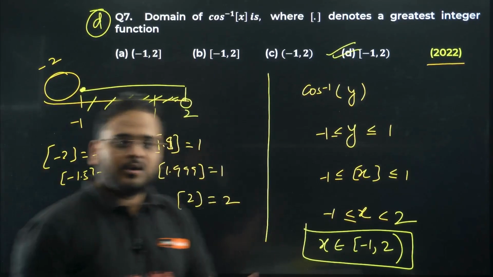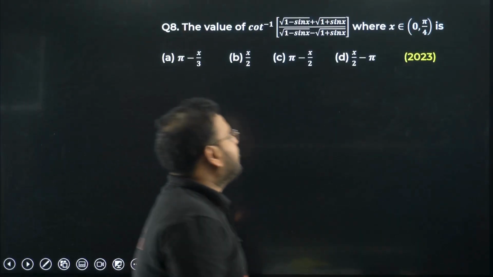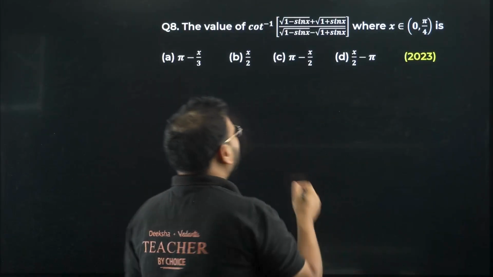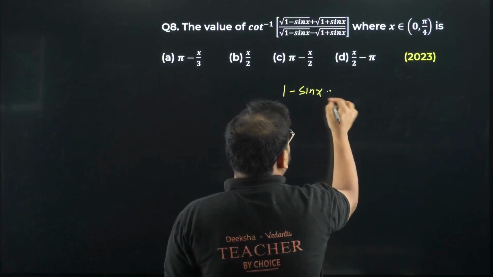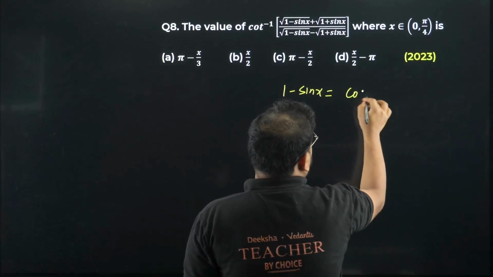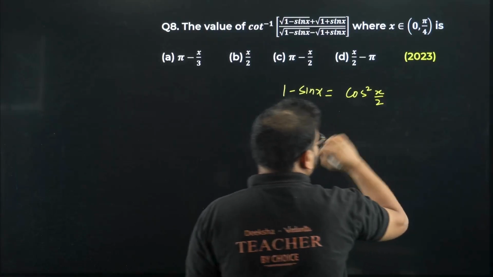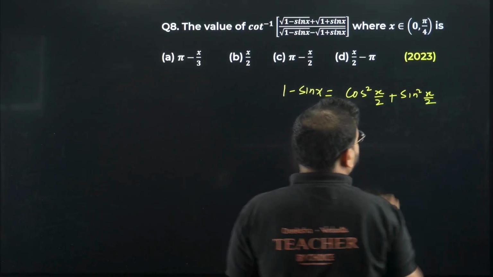Got it? Moving on. Next question, 8th one. The value of cot inverse of square root of 1 minus sin x plus square root of 1 plus sin x. Looks difficult? Not at all. Please check. I can write 1 minus sin x now as cos square of x by 2 plus sin square of x by 2.